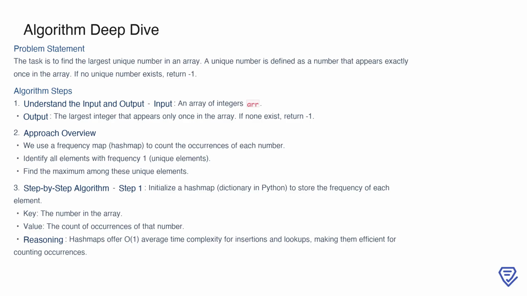First, we initialize a hash map to store the frequency of each number. The keys in this hash map will be the numbers themselves, and the values will represent how often each number occurs. Hash maps are particularly useful here because they allow for quick insertions and lookups with an average time complexity of 1. This efficiency is crucial for processing the counts of all numbers in the array in a timely manner.